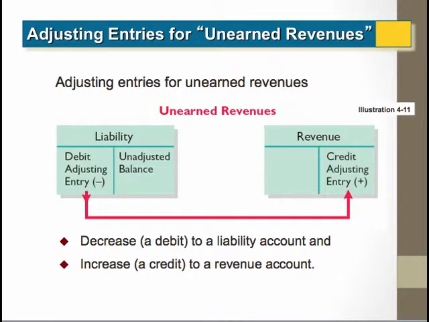So here we can show that we have a liability account with an unadjusted balance. As we do the work, we are going to reduce the liability account with a debit entry, and we're going to increase the revenue account with the credit entry.